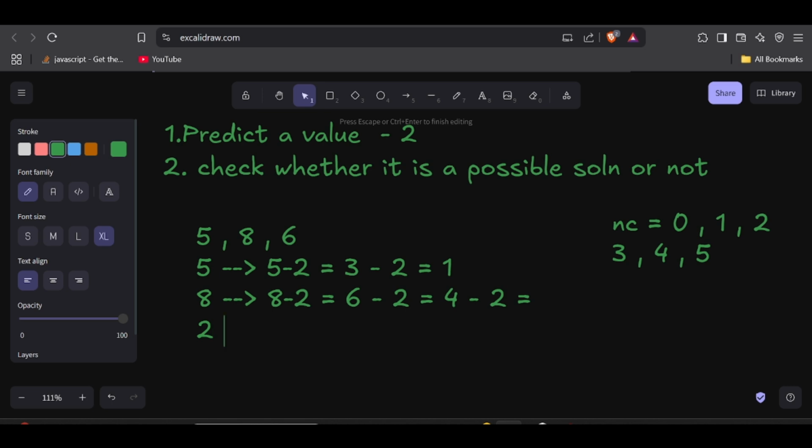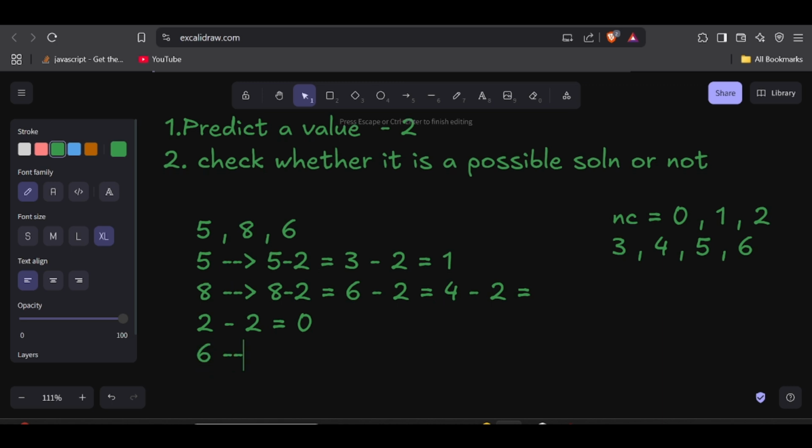Now again, I will see is 2 greater than or equal to 2. Yes, it is. It is equal to 2. So I will again decrement it, and I will just again increment the value of NC. So it will become 6. And as 0 is not greater than or equal to 2, so I will move to the next index, that is 6. So I will see is 6 greater than or equal to 2? Yes, it is. So I will just decrement it, increment the value of NC. It will become 7. And 6 minus 2 is 4.